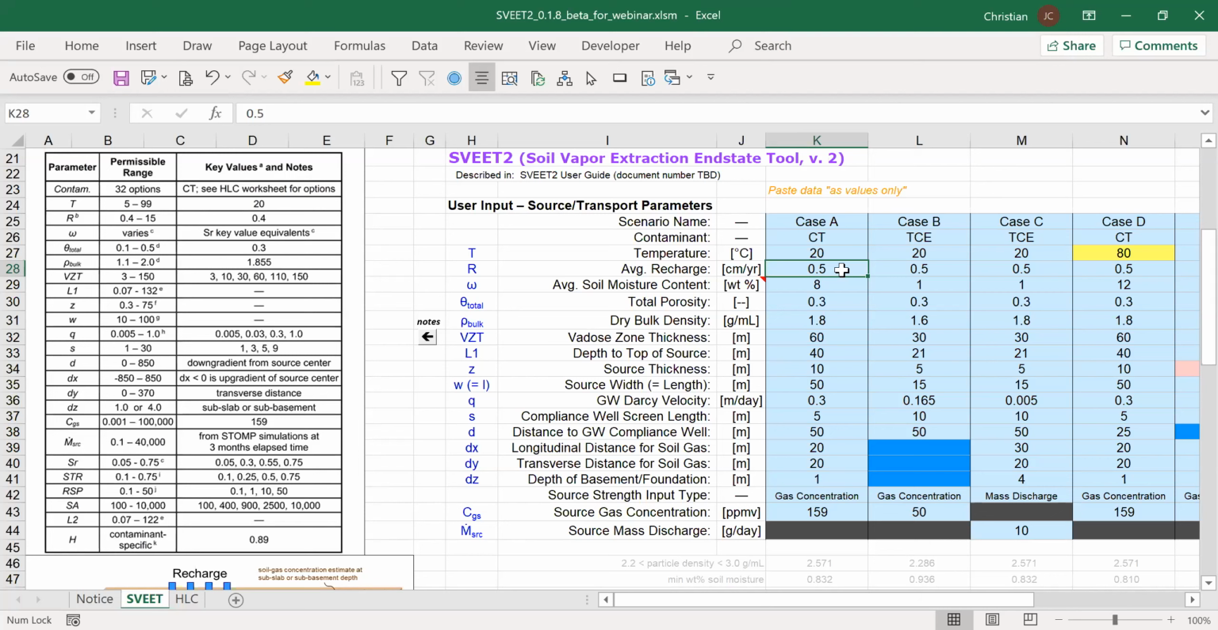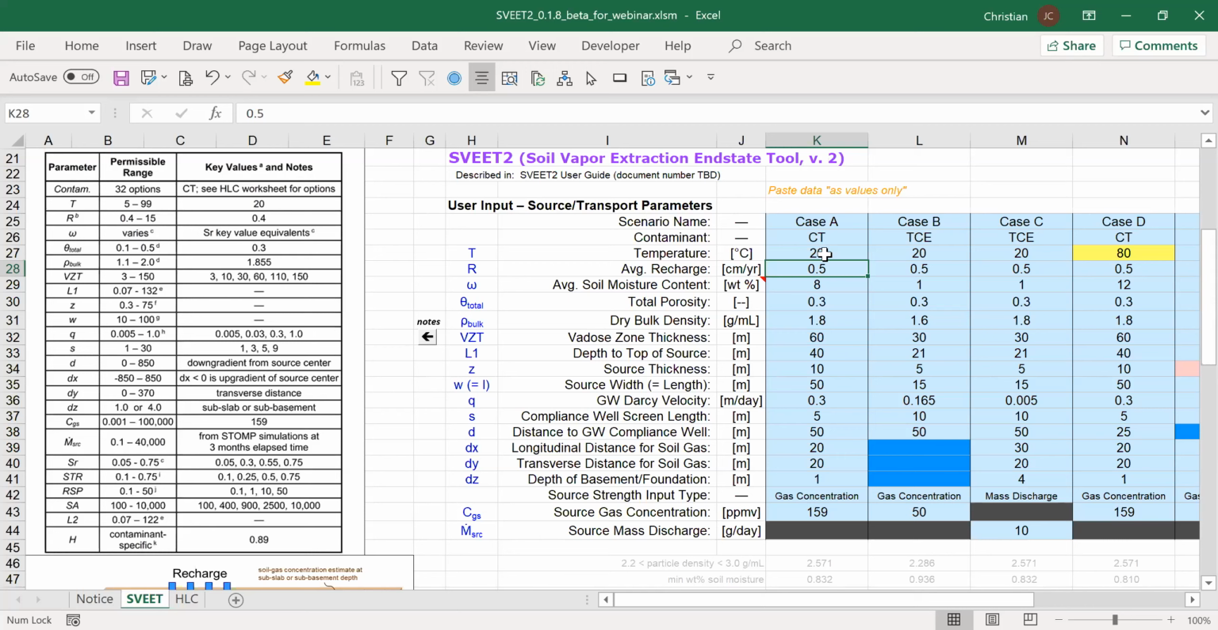Again, one of the underlying assumptions is that vapor phase diffusion is dominating here. So if you had more than 15 centimeters per year, based on the limits I showed you, you'd end up having to go to a site-specific model for that. There are bounds on where you can apply SVEET, and they're pretty broad. It's pretty applicable to DoD sites, but there will be some sites where it's outside those bounds.